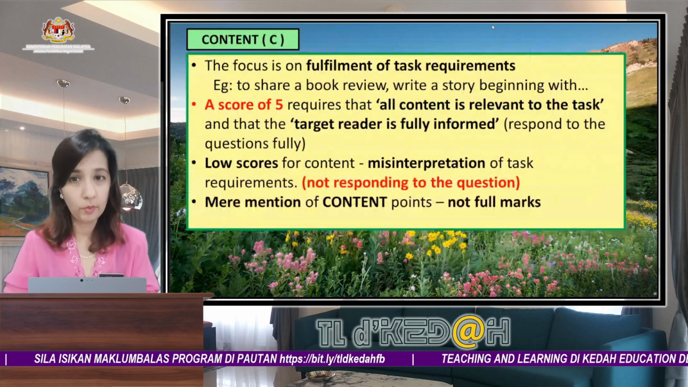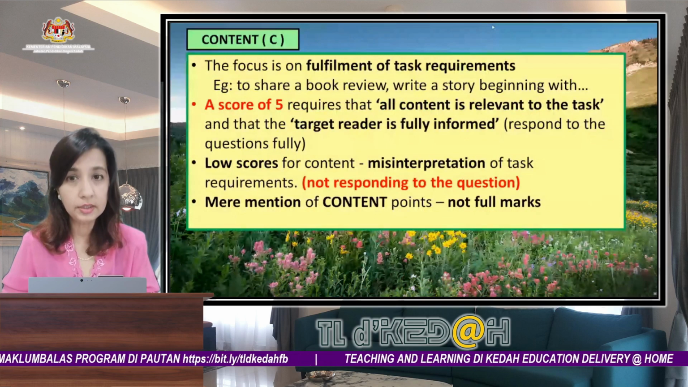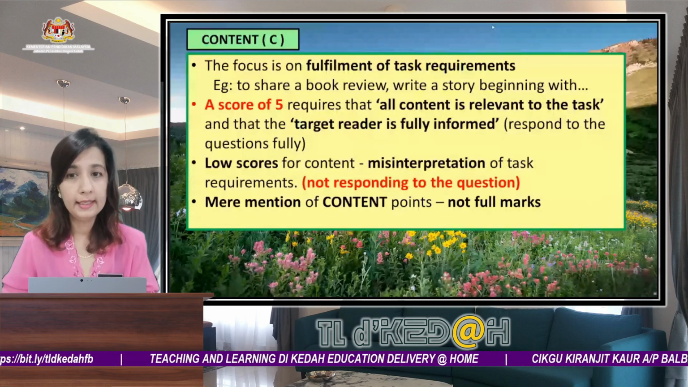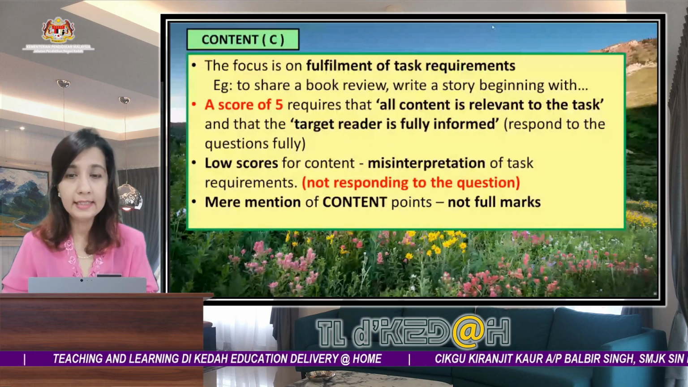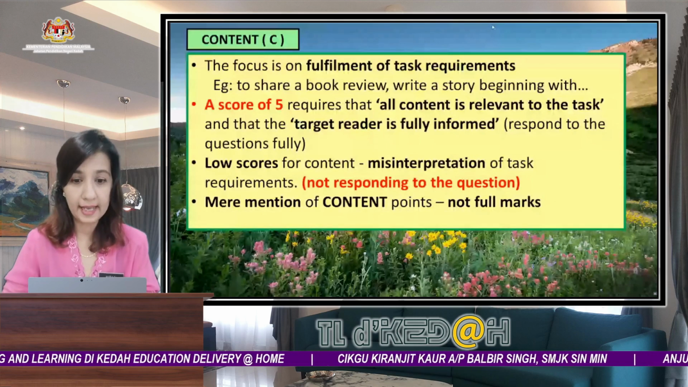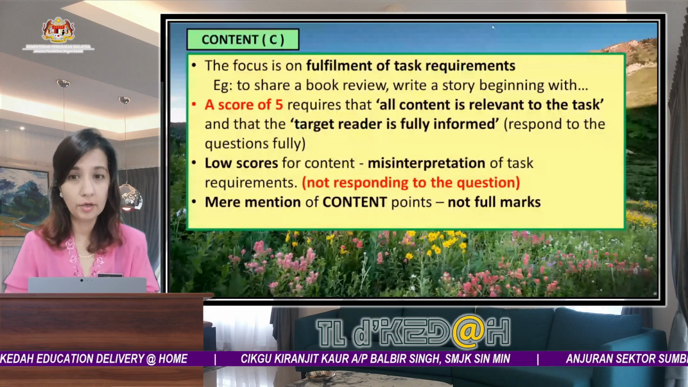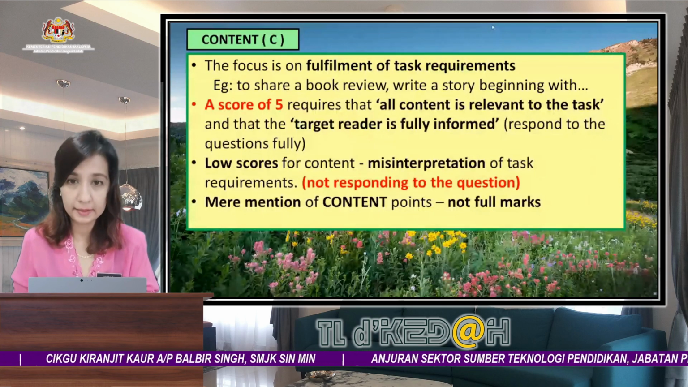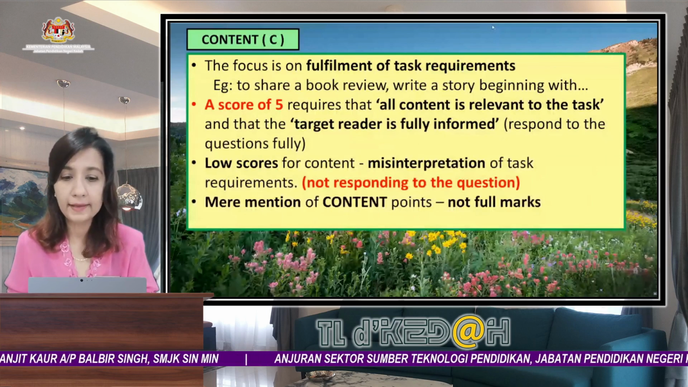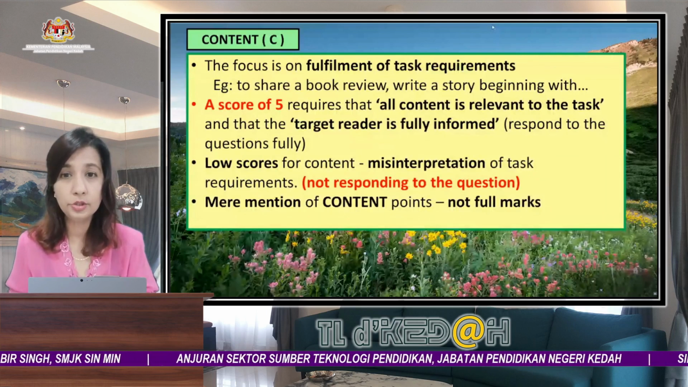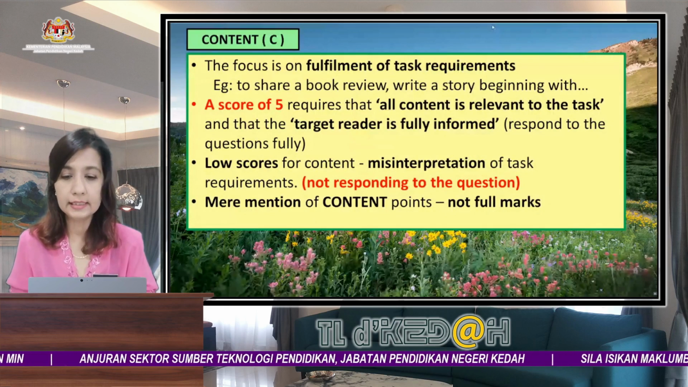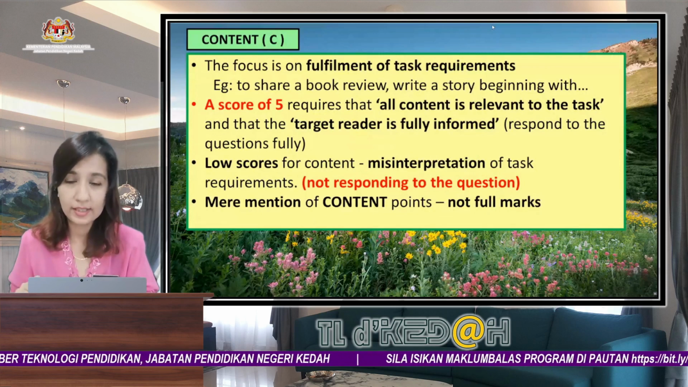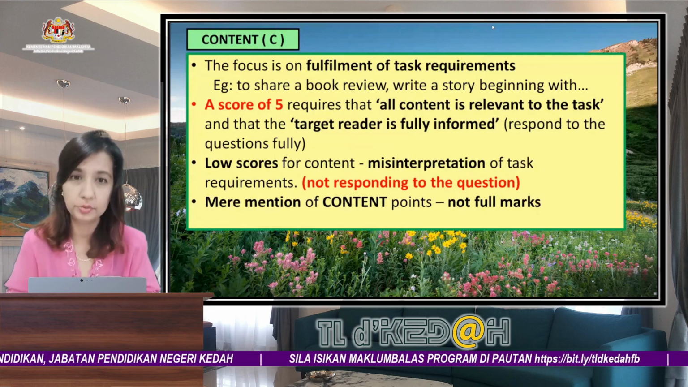So we look at the fulfillment of the task requirement, whether you have understood the question and answered the question well. For example, if you need to share a book review, make sure all the content needed for sharing of a book review is there. If you're supposed to write a story beginning with a line, make sure you follow accordingly. So that's the requirement needed. A score of 5 requires all content is relevant to the task and that the target reader is fully informed. That means you respond to the questions fully. Highlight the question requirement, what the question wants you to do.